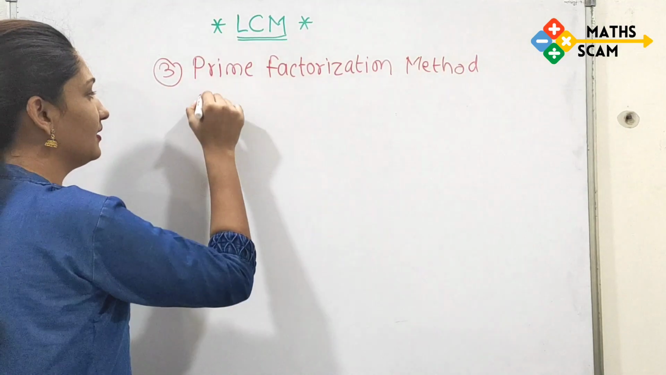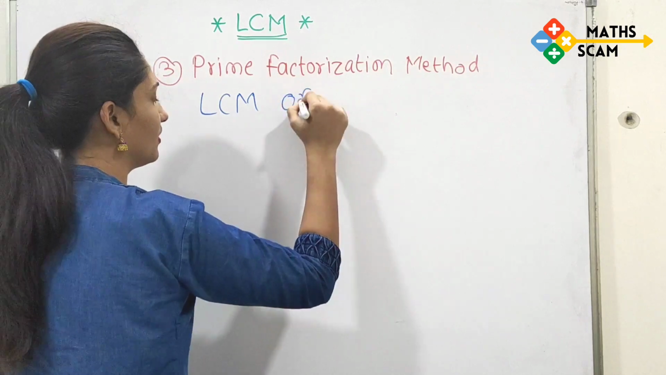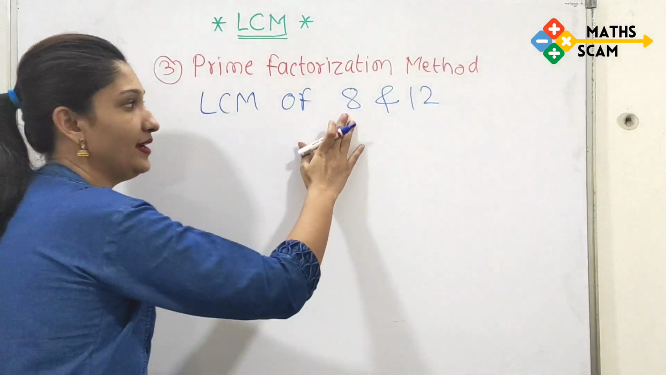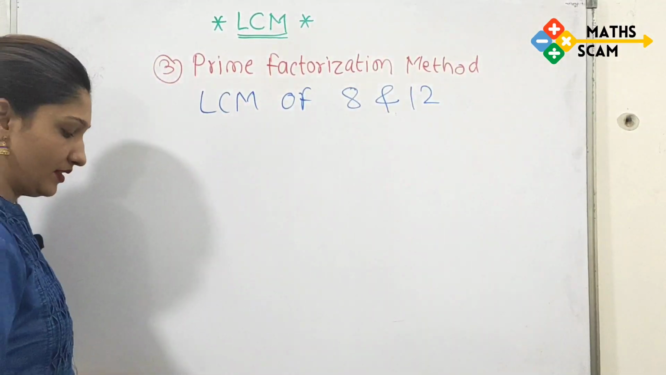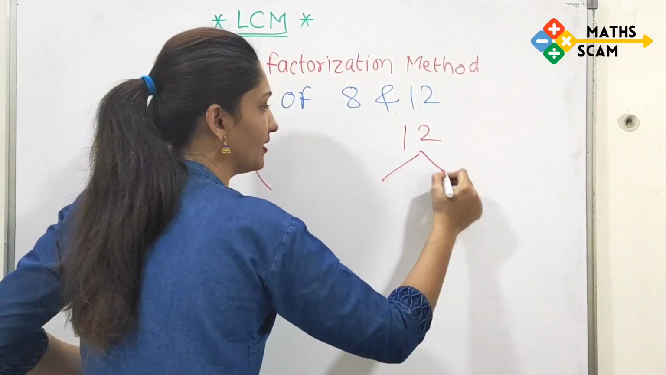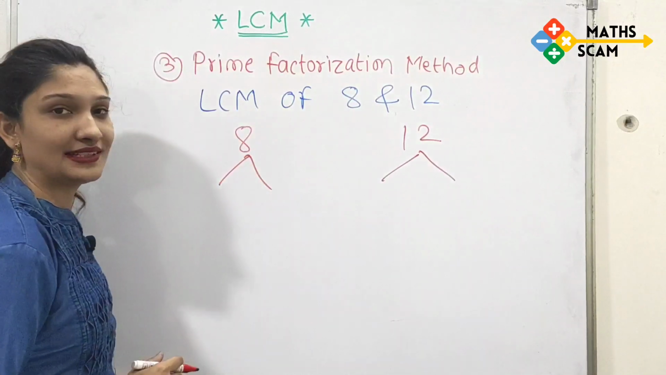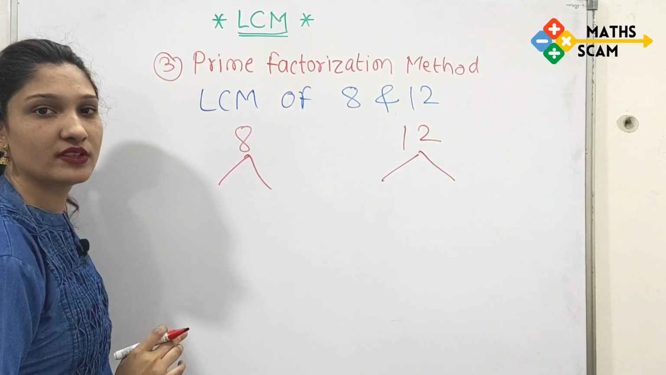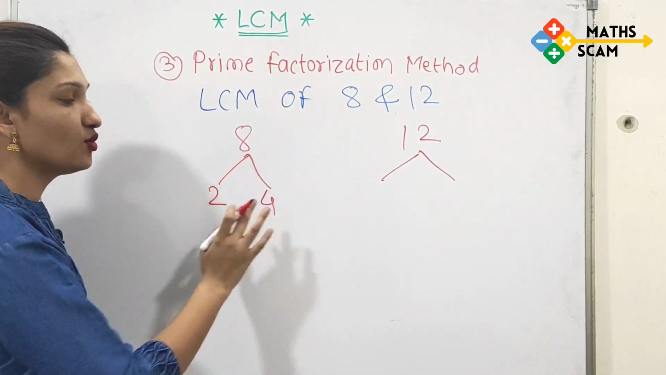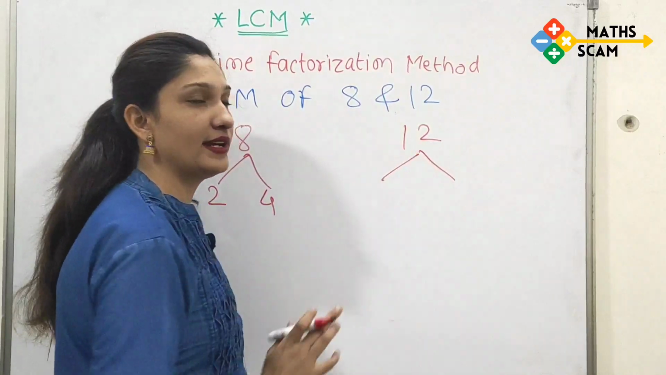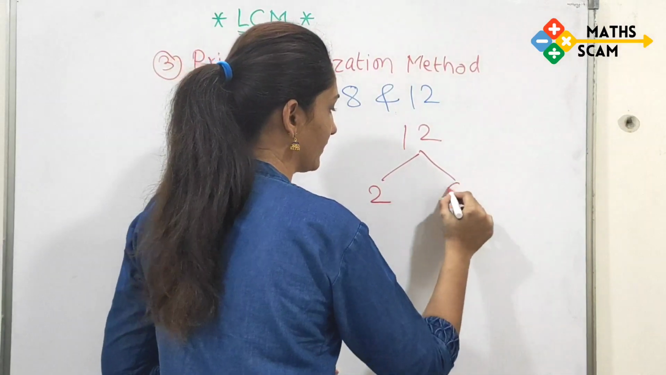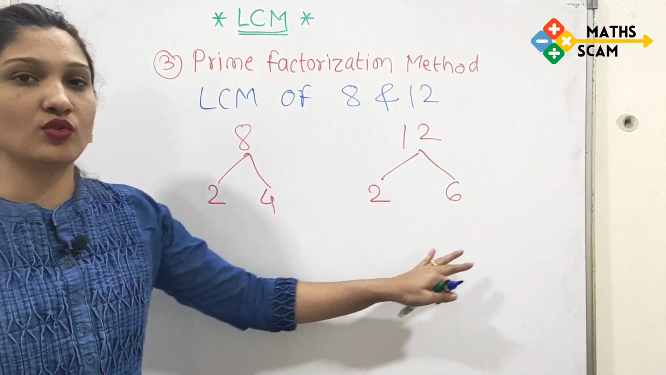We'll see an example: LCM of 8 and 12. Our first step is to find two factors of each number. We'll start with 2. Can we divide 8 by 2? Yes, 2 4s are 8. So the factors of 8 are 2, 4. Next, we'll find for 12. 2 6s are 12. Okay. So the factors of 12 are 2, 6.